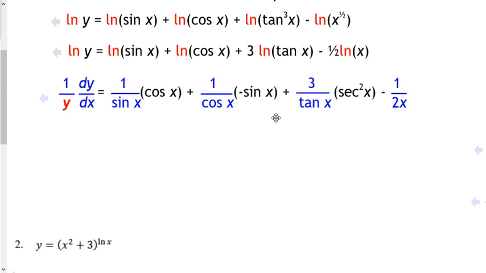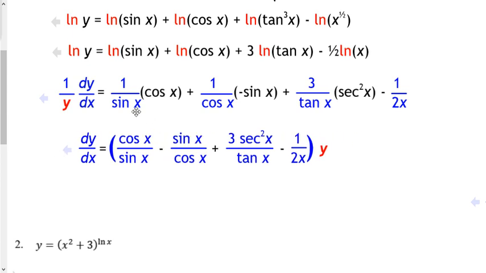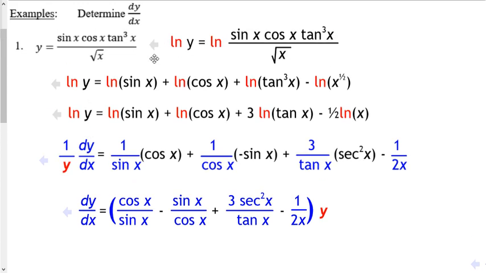Well, this is fairly long and complex. I'm just going to collect some terms together here: the cos x over sine x, the negative sine x over cos x, and the secant squared x times 3 all over the tangent x. So all of those I simplified, and then this y that was in the denominator on the left, I'm going to multiply to that entire function on the right. Because again, my goal was to find dy dx, the derivative of y with respect to x.